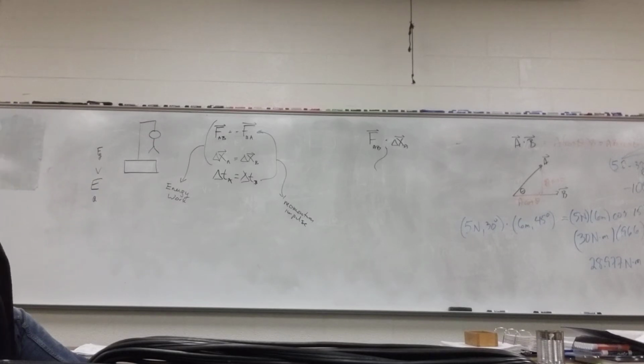Wow. So ultimately, you just multiply the like components. Multiply the i's together, multiply the j's together. You're done.